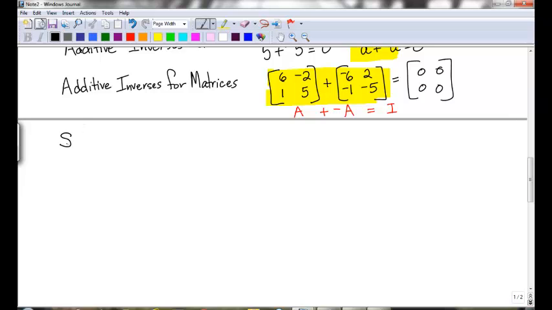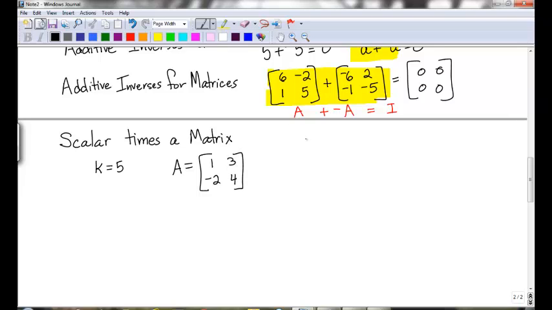The next thing the author talks about is a scalar times a matrix. A scalar is just a number, and they're probably going to use the letter K. My scalar is going to be 5. As an example, say my matrix A is a 2 by 2, first row across is 1, 3, the second row across is negative 2, 4. If they want you to figure KA, they want you to multiply that scalar times that matrix.